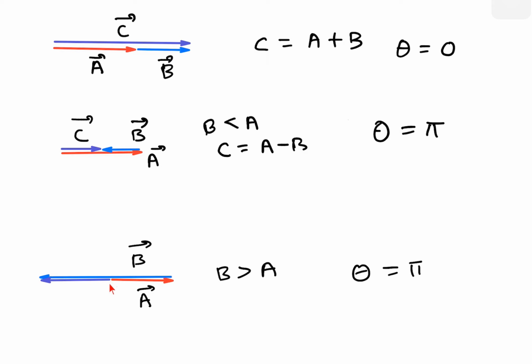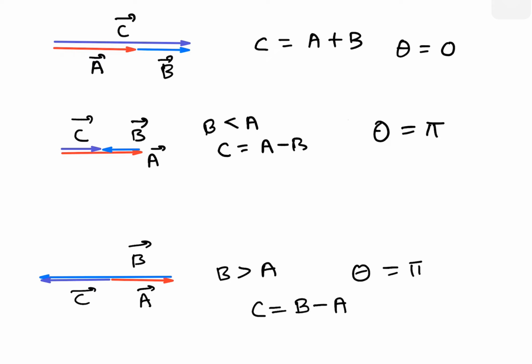The vector C starts from the tail of A vector and ends at the head of B vector. A vector and B vector are connected head to tail. So basically we are adding them. So this is the vector C. And now you can see that C is equal to B minus A.